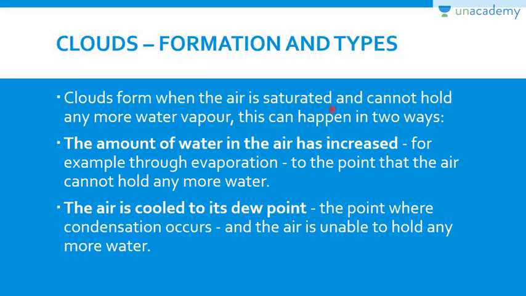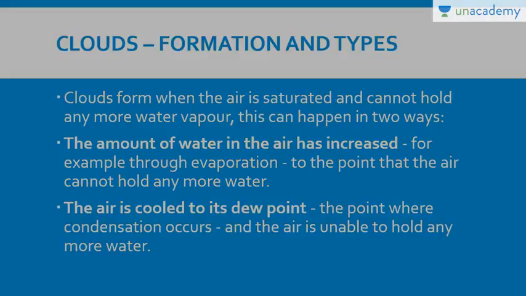Now, this will happen in two ways. Either the amount of water in the air has increased, or the air is cooled to its dew point. Now, let's see how this happens. The amount of water in the air increases, for example, through evaporation, right? Now, if the amount increases to the point that the air cannot hold any more water, right? So one case is this, and the second is if the air is cooled to its dew point. Now dew point is the point where condensation occurs, right? And the air is unable to hold any more water. You can see it here.